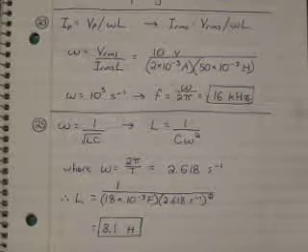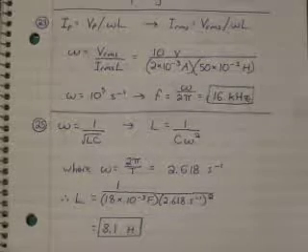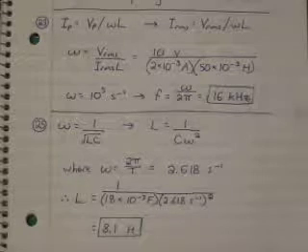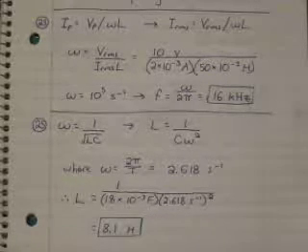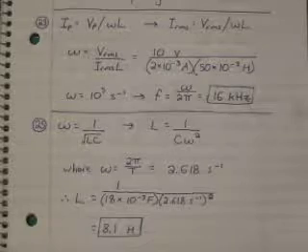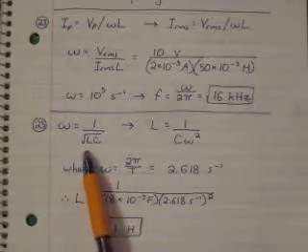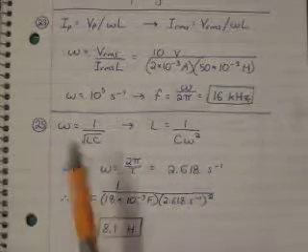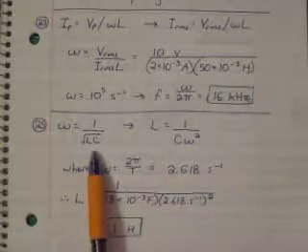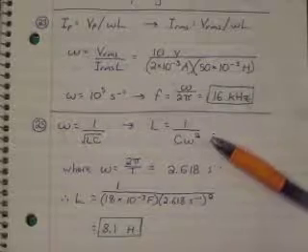Number 25 deals with an LC circuit with a given capacitance. It undergoes a period of 2.4 seconds. Find the inductance. We're using this equation that the frequency is 1 over square root of LC. Solve it for L for the inductance.